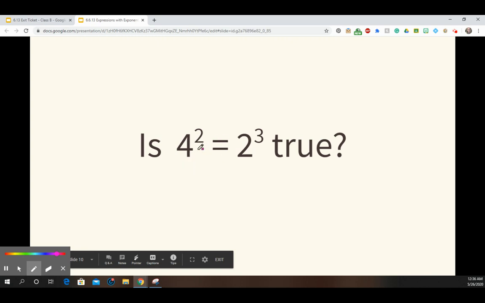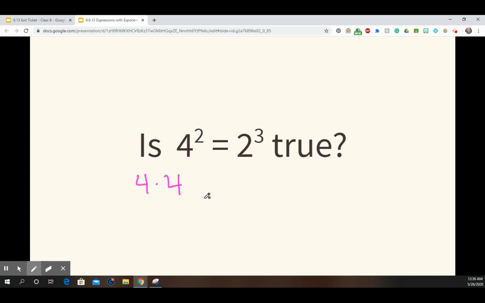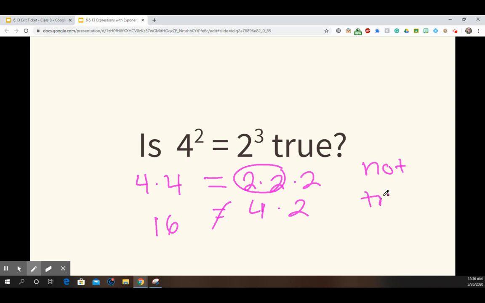So if I was looking at 4 squared, I'd be looking at 4 times 4. And I know that 4 times 4 is 16. Okay. And is that equal to 2 to the 3rd? Let's see. 2 times 2 times 2. 2 times 2 is 4. 4 times 2 is 8. This is not true. And maybe you remembered from our last problem that 2 to the 4th is 16. So maybe we could say 4 squared is equal to 2 to the 4th. That would be true.